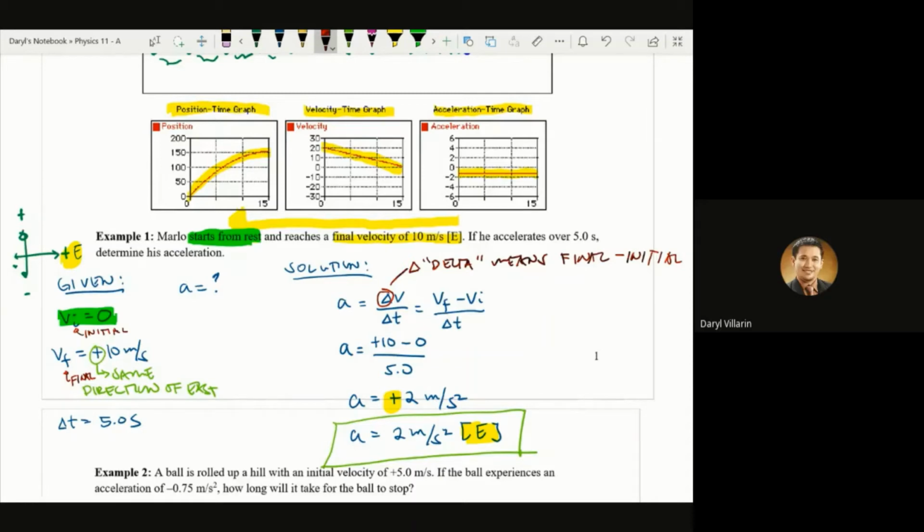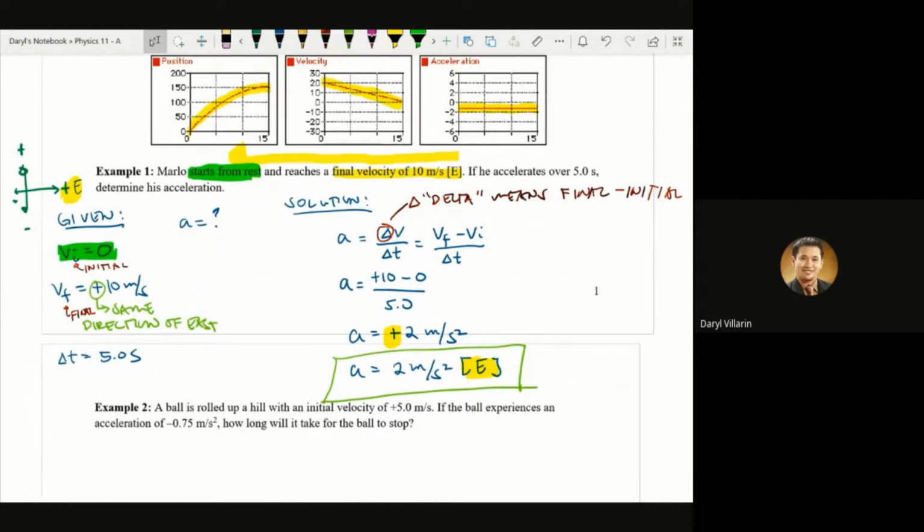So if you can see the delta symbol with any expression or equation, you should start with the final and then subtract the initial state. And yes, you cannot have Vi minus Vf because that's not the meaning of delta or change. You should always subtract the final with the initial. Okay, so you cannot interchange these two.